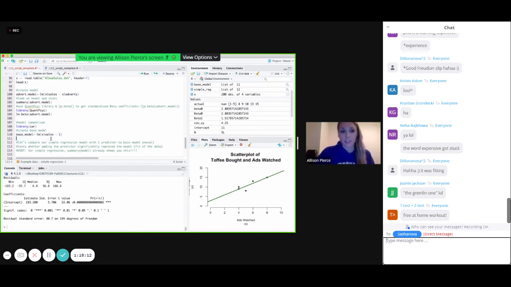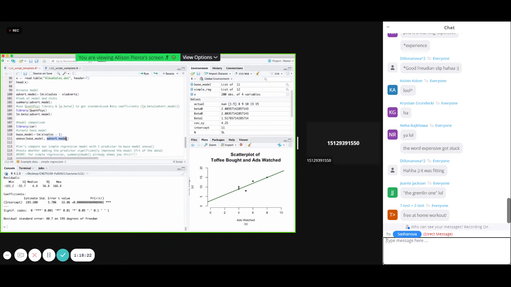So, but we're not actually interested in the summary of the base model. What we actually want to do is an ANOVA comparing the base model to our advert model. This is what's telling us, is this model predicting significantly better than just using the mean?